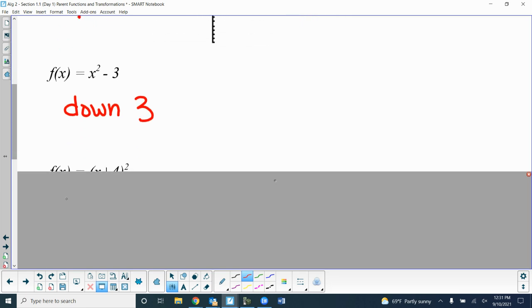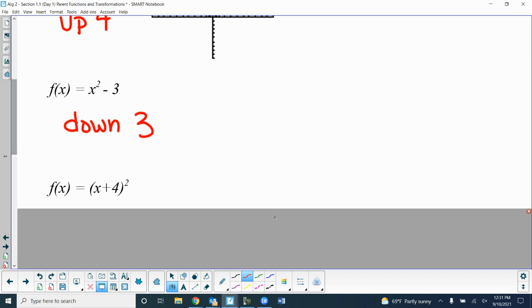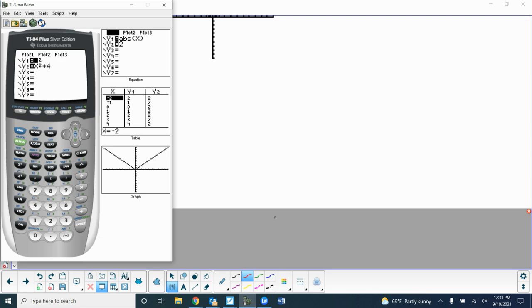Let's look at another one. What do you think is going to happen here? Look at the difference from the first one: x squared plus 4, and now we've got x plus 4 in parentheses, squared. You ready? I think it might go right 4 and then up 4 maybe. Okay, let's look and see what happens. So this second one, we're going to put it in parentheses, x plus 4, and then square it. So when it's inside the parentheses or inside the absolute value signs, and then we graph it, there's our parent function, and there's the other one.